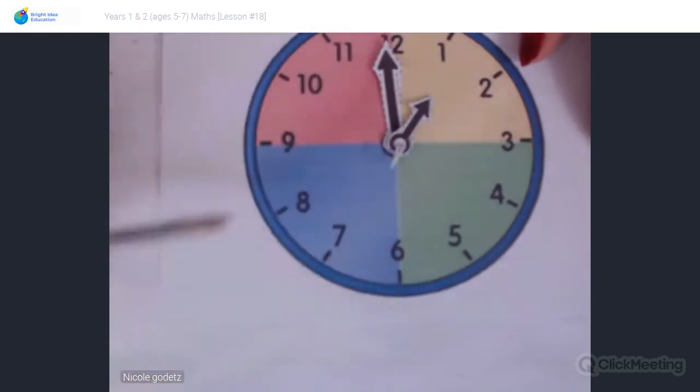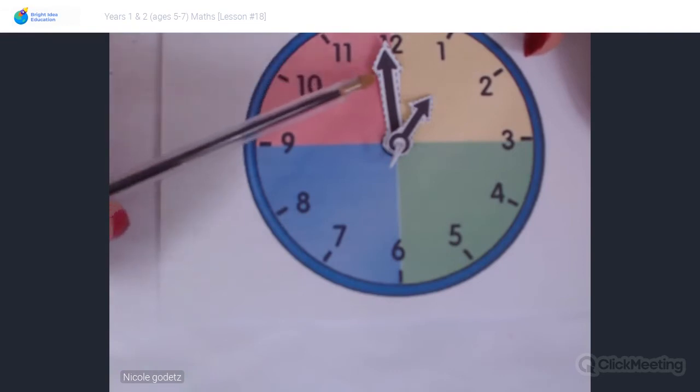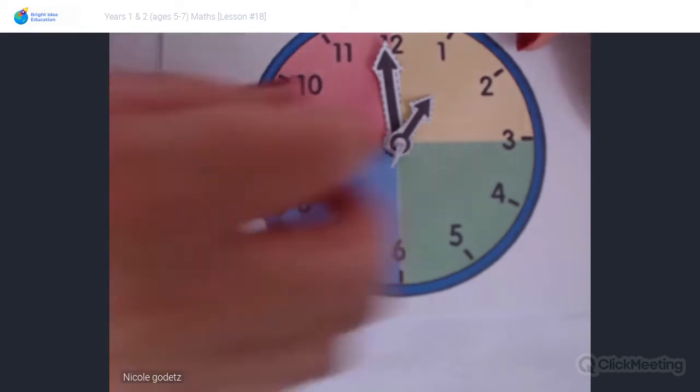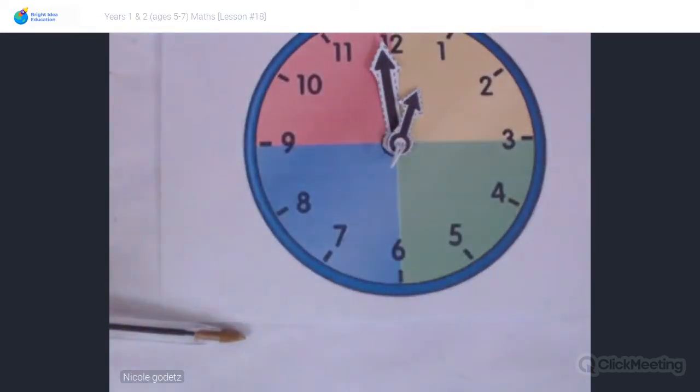The long hand moved all the way around the circle and is back to where it started from. What has happened to the short hand? Make sure it's pointing. So it was 12 o'clock and now it's 1 o'clock.